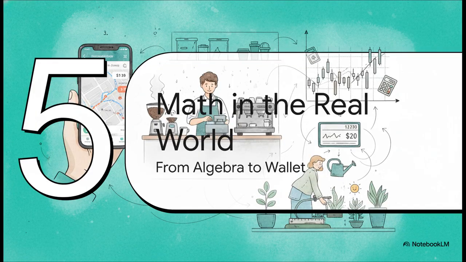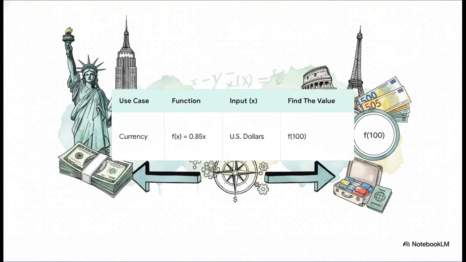Okay, so I know what you might be thinking. This is fine for math class, but when will I ever use this? Well, the truth is, you're evaluating functions all the time. You just don't realize it. Let's pretend you're on a trip. This function, f of x equals 0.85x, is a simple rule to convert US dollars to euros.